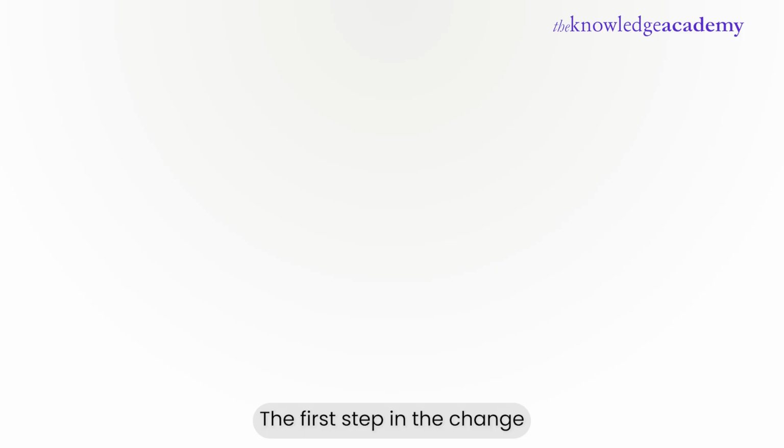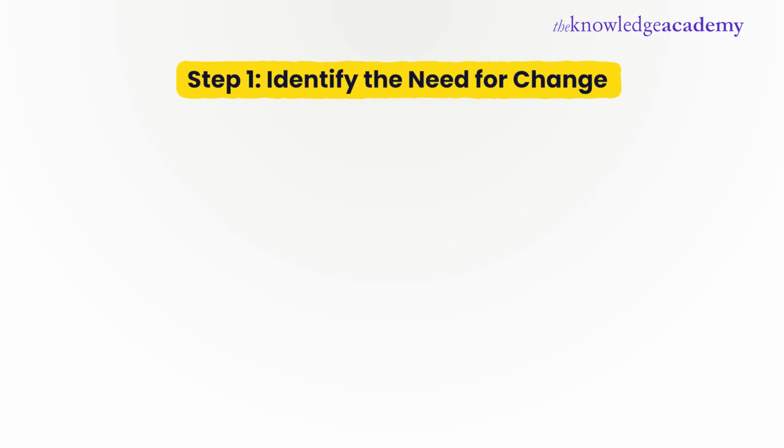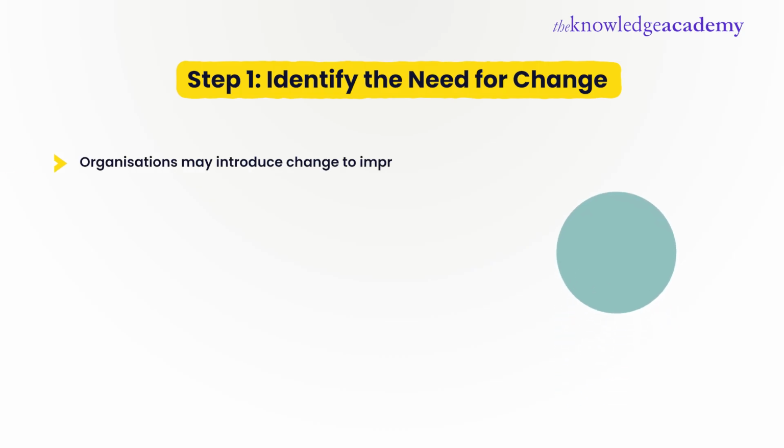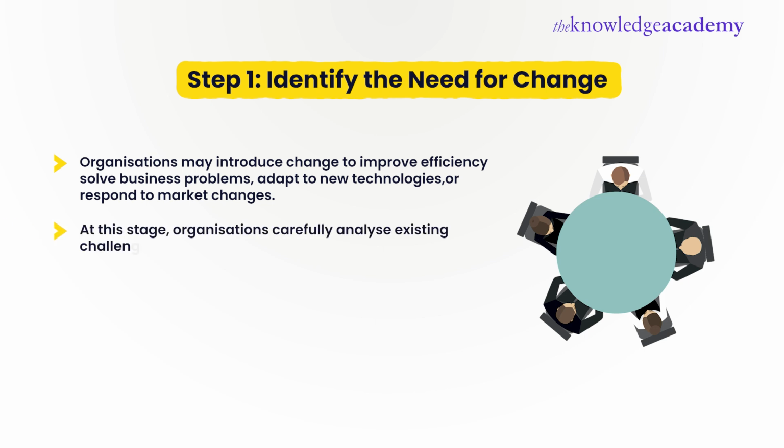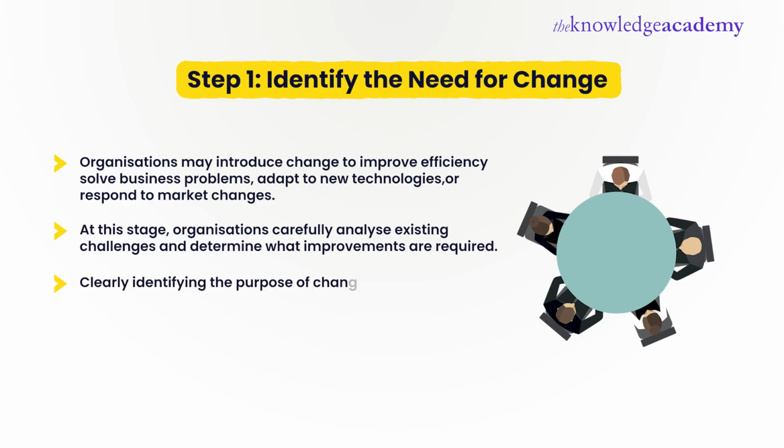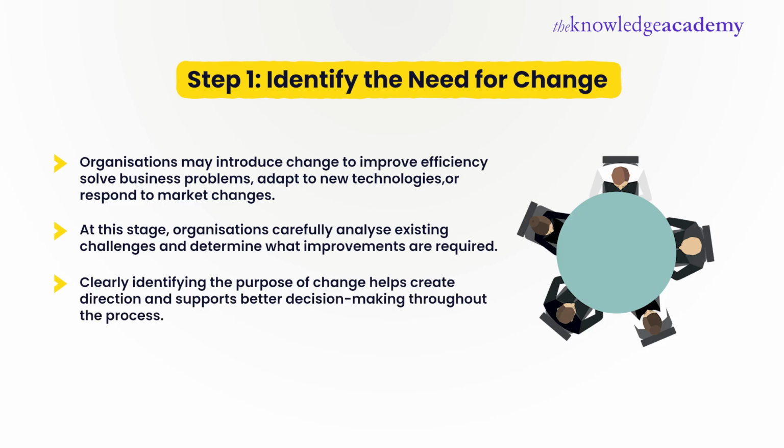The first step in the change management process is identifying why change is necessary. Organizations may introduce change to improve efficiency, solve business problems, adapt to new technologies, or respond to market changes. At this stage, organizations carefully analyze existing challenges and determine what improvements are required. Clearly, identifying the purpose of change helps create direction and supports better decision-making throughout the process.